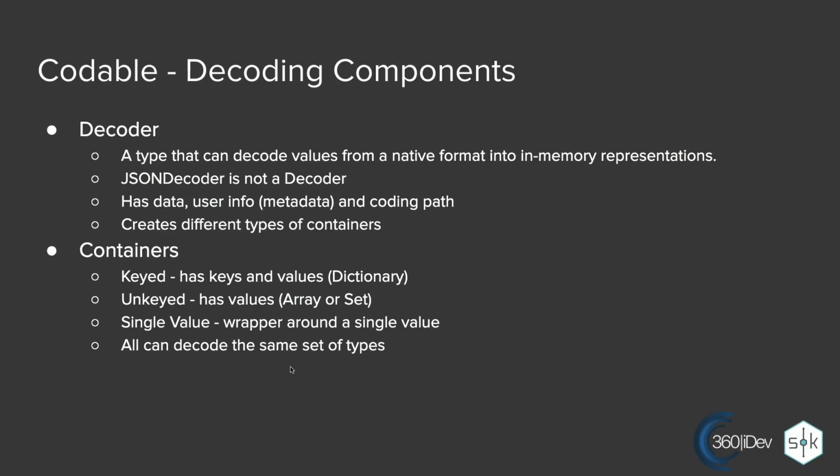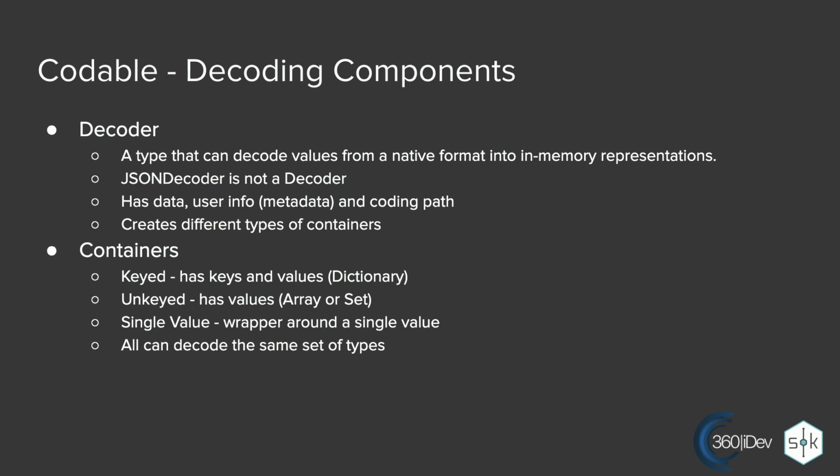So, kind of stepping through what some of these things are. A decoder is a type that can decode values from a native format into in-memory representations. One of the things that I found confusing, that other people tend to find confusing, is that JSONDecoder is not a decoder. Apple tends to call these top-level decoders or encoders. I like to think of them as formats. These are rules for how they create an actual decoder.